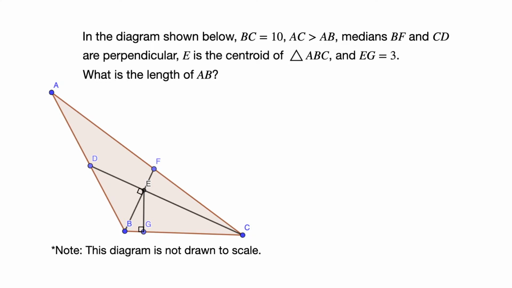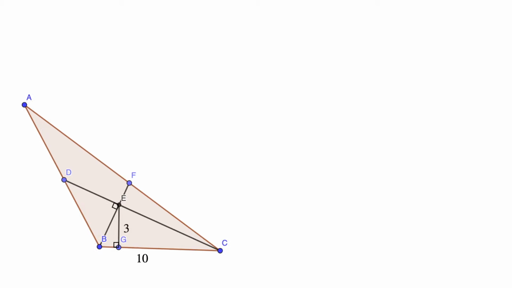Today, we'll be looking at a geometry problem with some ratios and polynomials incorporated into it. So the question reads, in the diagram shown below, BC equals 10. The length of AC is greater than the length of AB. Medians BF and CD are perpendicular. E is the centroid of triangle ABC, and EG equals 3. What is the length of AB?